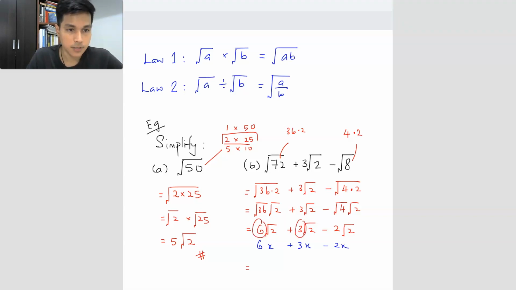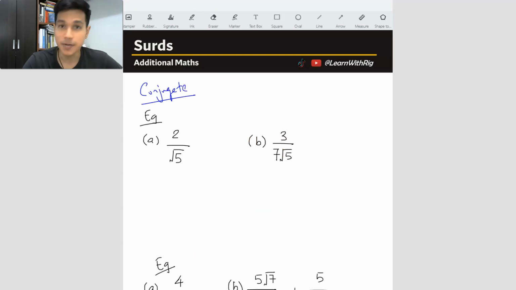So in the end, you'll get your answer: 6 plus 3, 9, minus 2, you get 7. So you get 7√2. Clear? So that is your answer. So we have done with the basics of surds, and we have already covered the laws of surds.